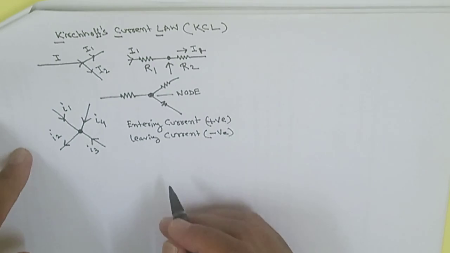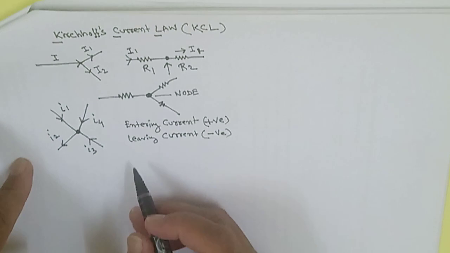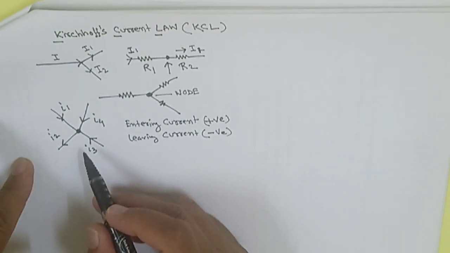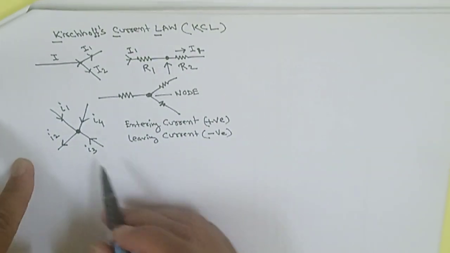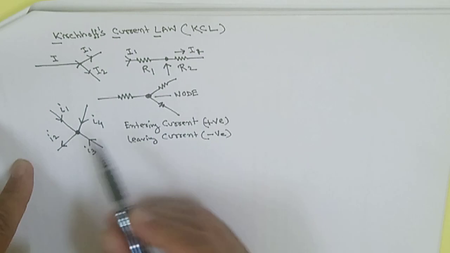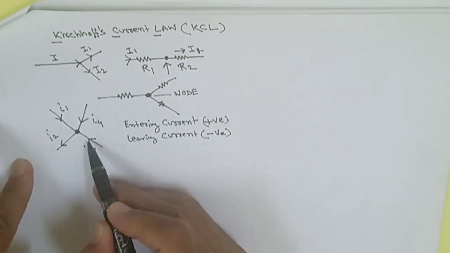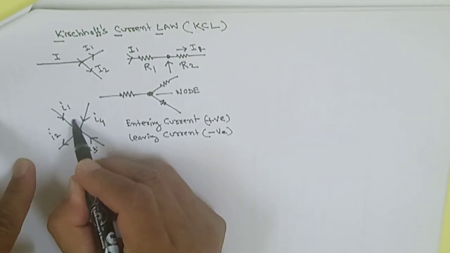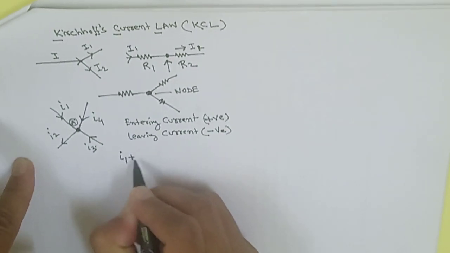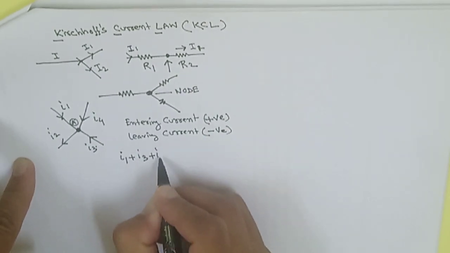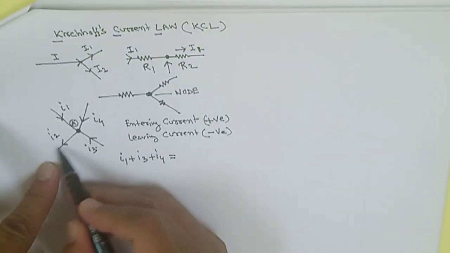Now this is just for your consideration. How do we prove this? An electron can't stay anywhere else in the conductor, so whatever current is entering, the same current is leaving. You can check the currents entering the node, which we consider node A: I1, I4 and I3 are entering towards the node. So we can write I1 plus I3 plus I4, and that is equal to the leaving current. What is the leaving current? That is I2.